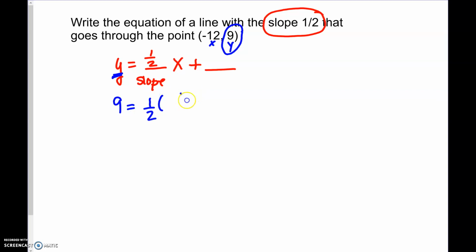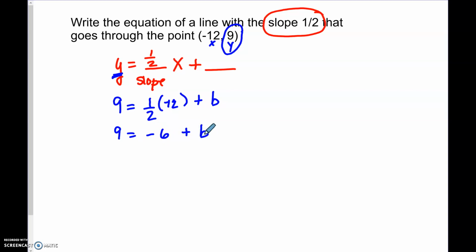Now I have to put something in place of x. This is called substitution. They tell me that this x value is negative 12. And what I'm looking for is b, or my y-intercept. So the first thing I'm going to do is substitute. Now I'm going to actually multiply. 1/2 times negative 12 is a negative 6.